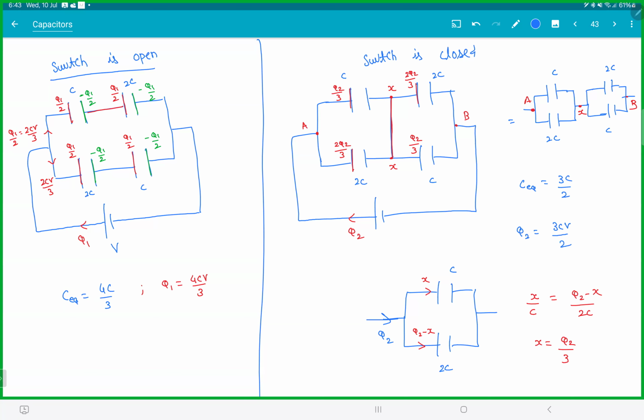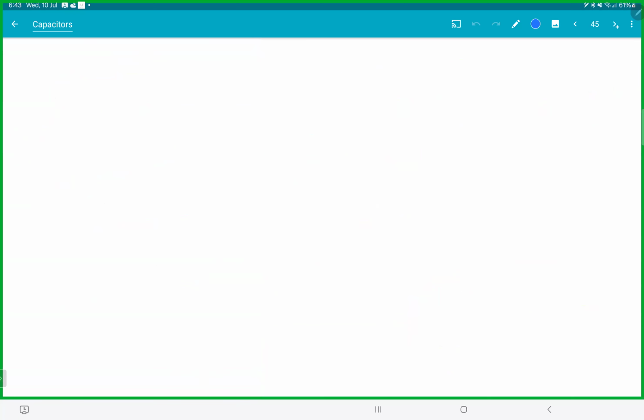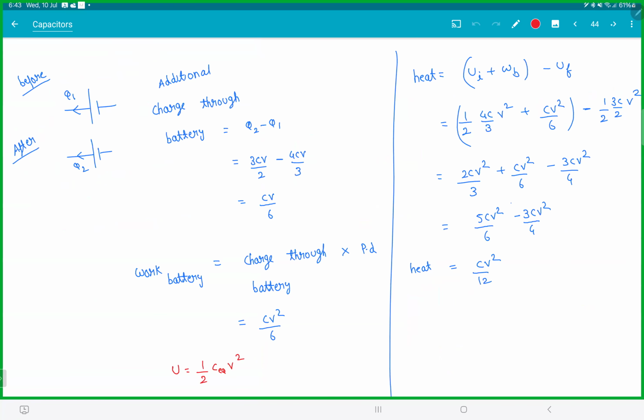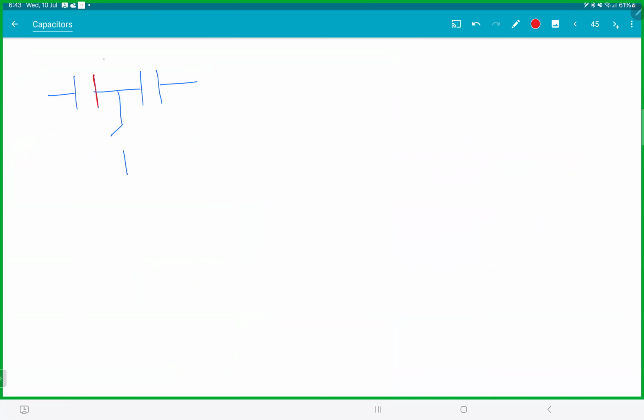Let's see. Now look at these plates here. You need to understand. This is the switch, no? Just look at this one here. What is the charge there? Minus Q1 by 2, plus Q1 by 2. Q1 is how much? 4CV by 3. So the charge on this was minus 4CV by 3. The charge on this was 4CV by 3. This was when the switch was open.